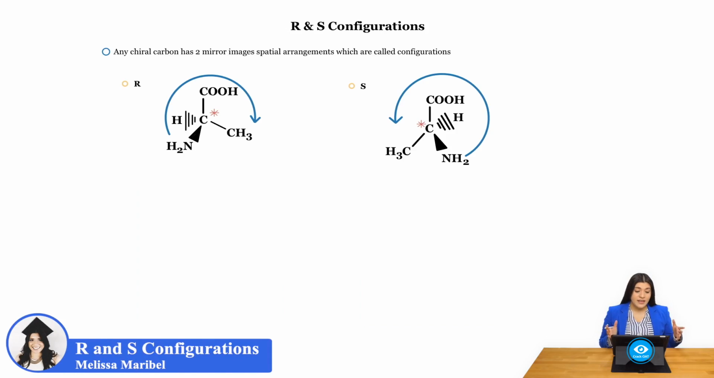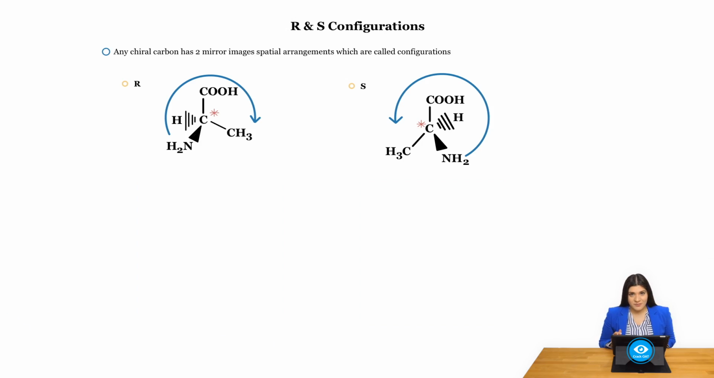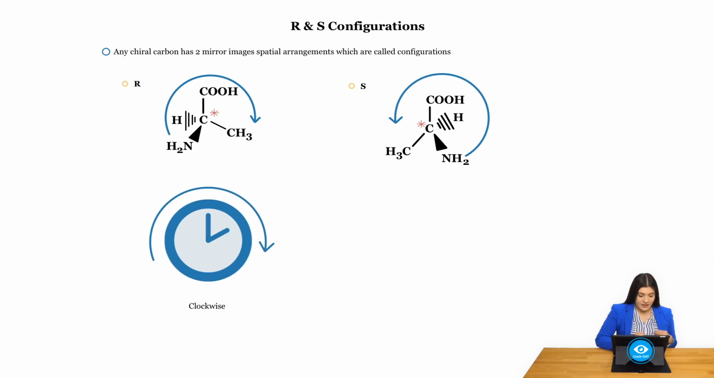Any chiral carbon has two mirror images. Now, we refer to this as either an R configuration or an S configuration. And the main differences here are based on how everything is spatially arranged, okay? So meaning the direction of how this is going to rotate or spin. And if something is R, that means it's going to be clockwise.